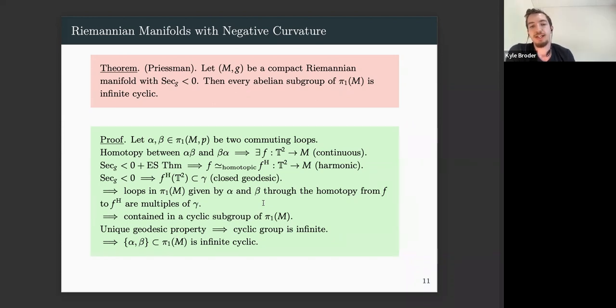Now these loops generate a cyclic group. They're contained in a cyclic subgroup of the fundamental group. And either by using this unique geodesic property or by showing first that the fundamental group can't have any torsion in it if there is negative sectional curvature, this cyclic group will have to be infinite. So it'll have to be isomorphic to Z. So that will then say that the group generated by alpha, beta is infinite cyclic, but since alpha and beta are arbitrary, we'll see that any abelian subgroup of the fundamental group would have to be infinite cyclic.